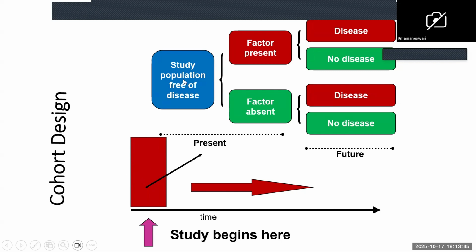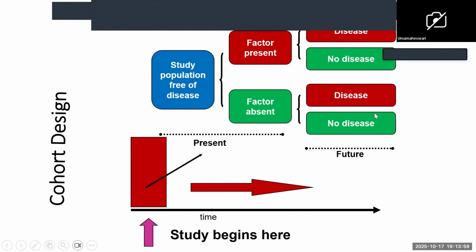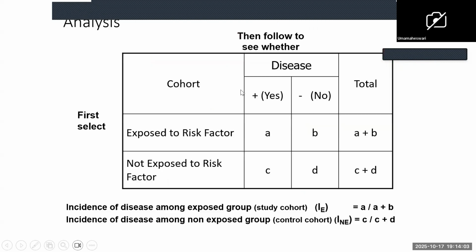You begin your study with disease-free individuals, but they have some exposure factor. This is your cohort study. As you follow them up, you can study the natural history of the disease and also calculate the incidence. Here, in the analysis, you first select those patients exposed to the risk factor and non-exposed, then follow them up to see whether they are diseased or not diseased. Here you can calculate the incidence.